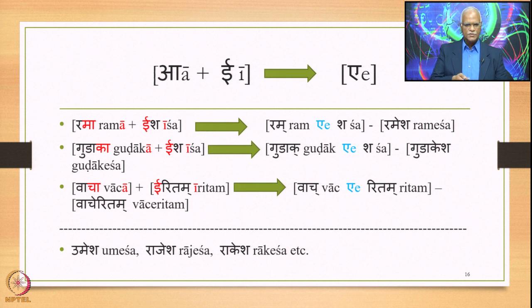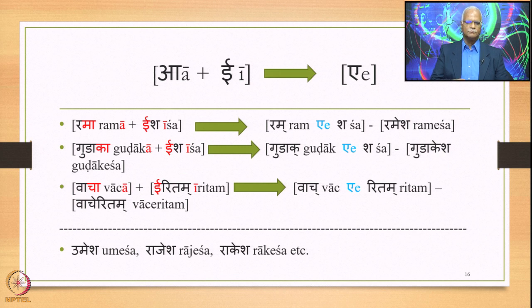Now let us also remember that there are so many words of this kind: Umesha, Uma plus Isha, Rajesha, Raja plus Isha, Rakesha, Raka plus Isha, Mukesha, Muka plus Isha, and so on and so forth. Plenty of words are there in Sanskrit, and they are also part of the modern Indian languages. They will be explained using guṇa-sandhi in this particular fashion. Now let us go to the other example where guṇa-sandhi happens between two padas which are part of a sentence.